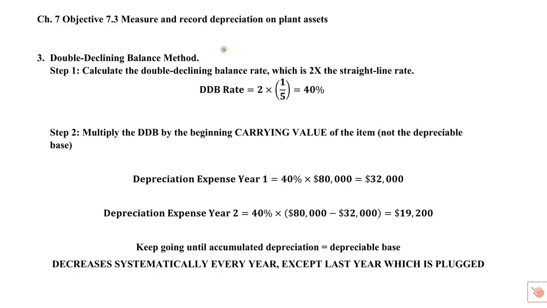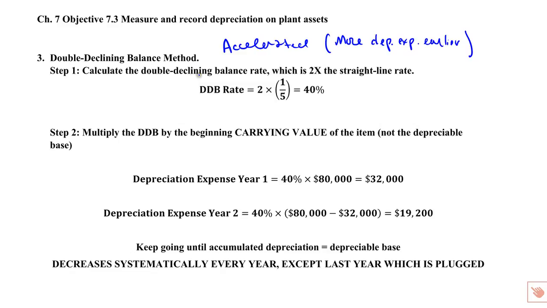This is what's referred to as an accelerated method. More depreciation expense earlier in its useful life, okay? There are lots of different accelerated methods. This is just one, and it's the one you'll be responsible for.